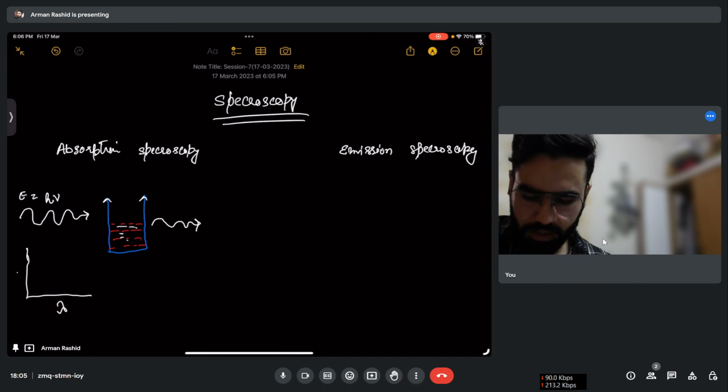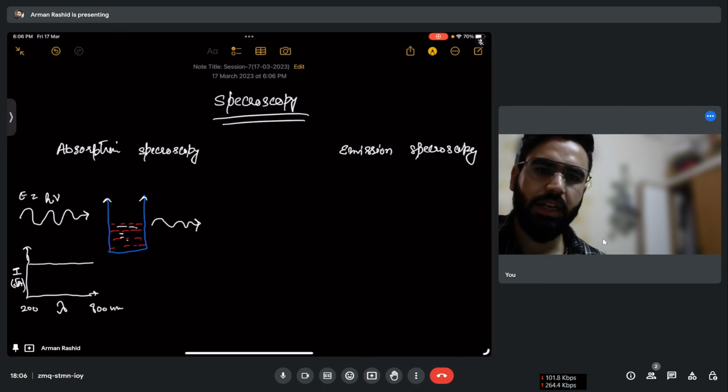Okay, so this is the intensity. We'll give intensity, or in other words, we can write it as an amplitude. We give intensity of the light. Once we give intensity of the light, for example, UV-visible spectroscopy will give from 200 to 800 nanometers. Then this will be the spectra that is given.